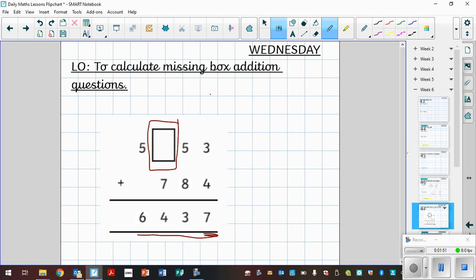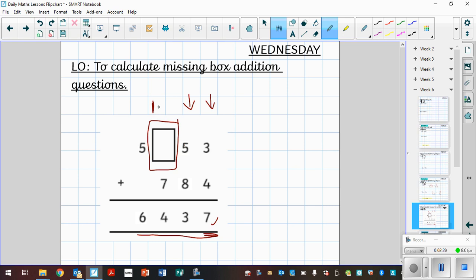So we look at the ones column to start off with. 3 add 4 is 7. So that looks like that's correct. We then go into the tens column. 5 plus 8. And we've got a 3 in the tens column. Well, we know 5 plus 8 is 13. So the 3 must represent 3 tens. And then we've got this 100. So we need to remember to exchange 100 into our hundreds column.